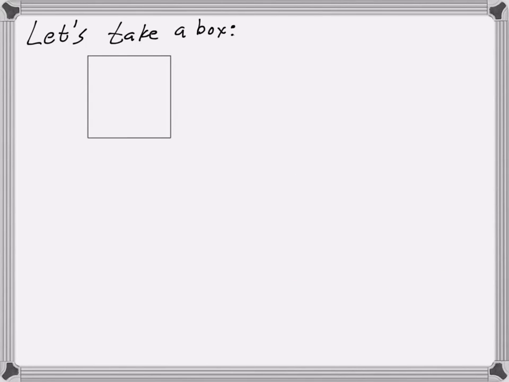So, let's take a box. Got a box here on the screen. And let's say it's being pushed right with a force of 250 newtons, and let's say friction is resisting that push. So it's being pushed along the ground with a force of 250 newtons, but friction is pushing back with a force of 50 newtons.